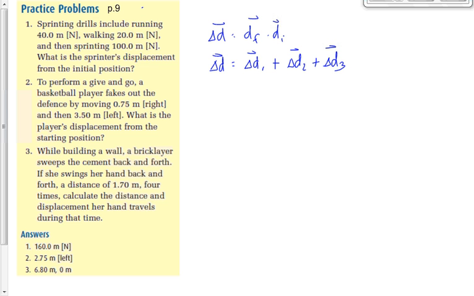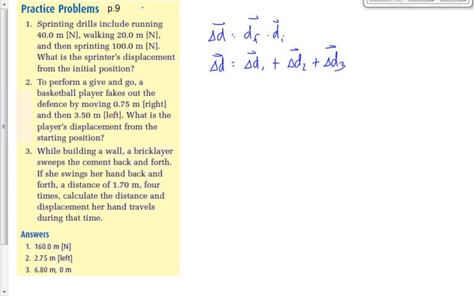So when do we add and when do we subtract? When we have positions, where something is, where something was, we're going to subtract them. If we have how far the object has moved, that's displacements, we're going to add them. In this case, we're going to add them together.